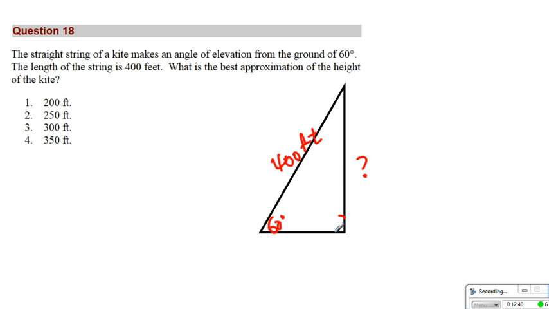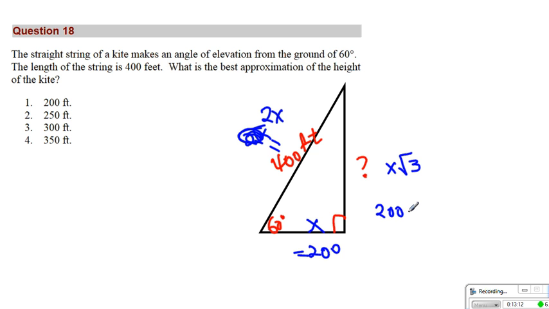When you look at the measurement, because you see a 60-degree angle in a right triangle, the other angle must be equal to 30. So we have 400 equal to 2x, the hypotenuse. Then this side will be equal to x, and here we have x radical 3. Obviously x will be equal to 200, and our question mark will be 200 radical 3. If you multiply it out and approximate it, it becomes about 350. The choice number 4.